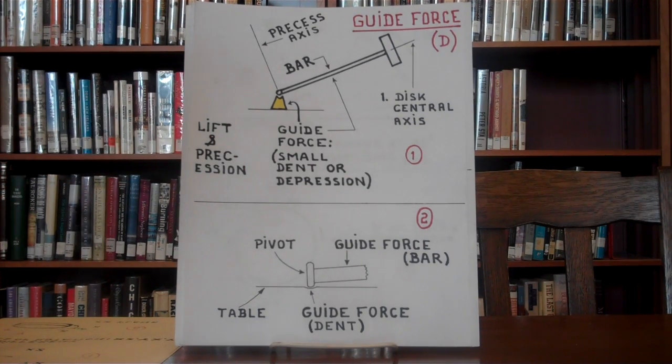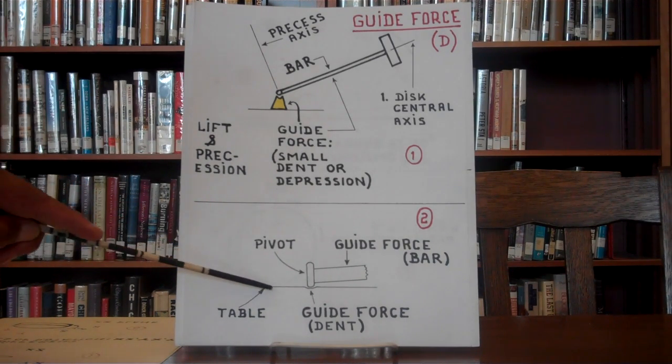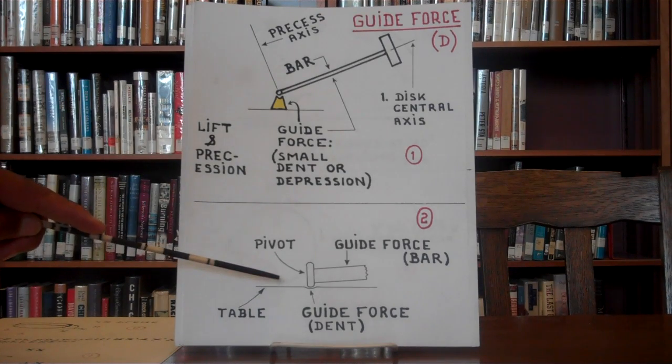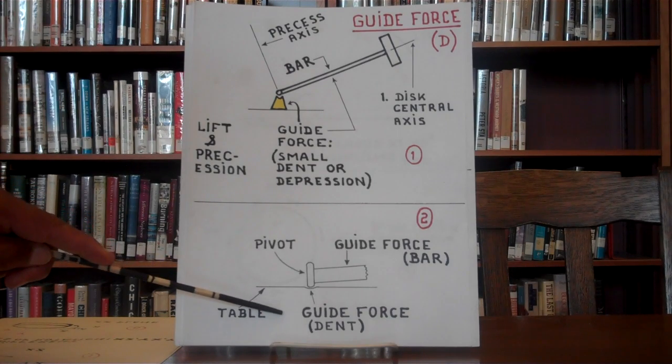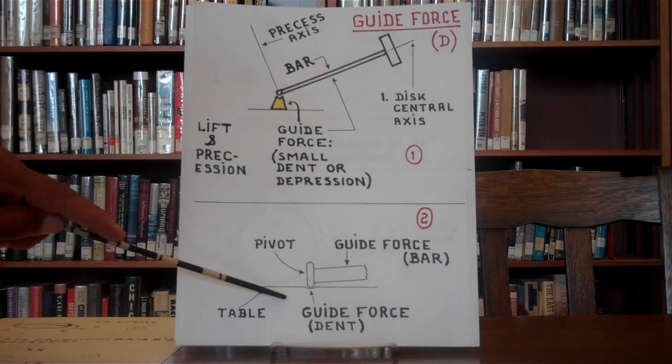There are two guide forces, the gimbal or bar for the disc, and the surface of which the gimbal or bar is in contact with. It can be a small indentation in a table, or it can be a smooth surface itself, but it must be in contact with something in order for that guide force to be transmitted into it. Otherwise it will not lift, it will not precess.